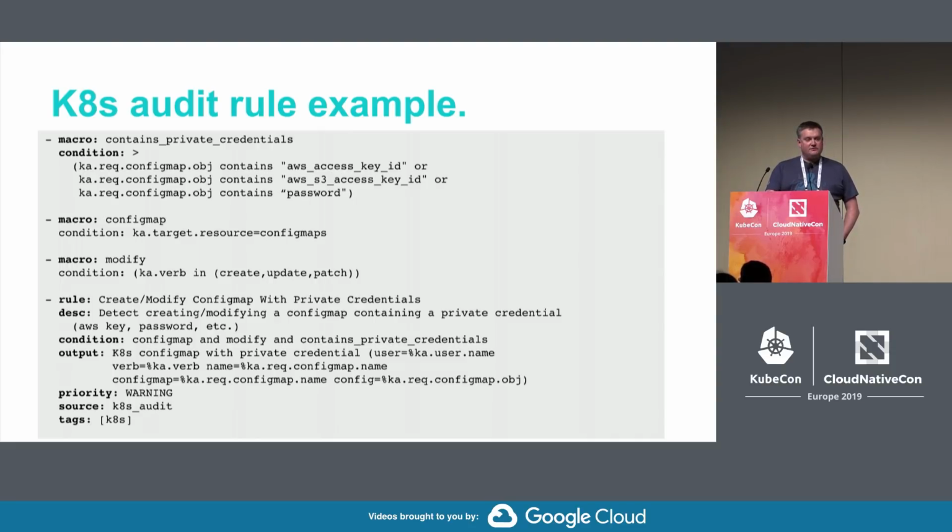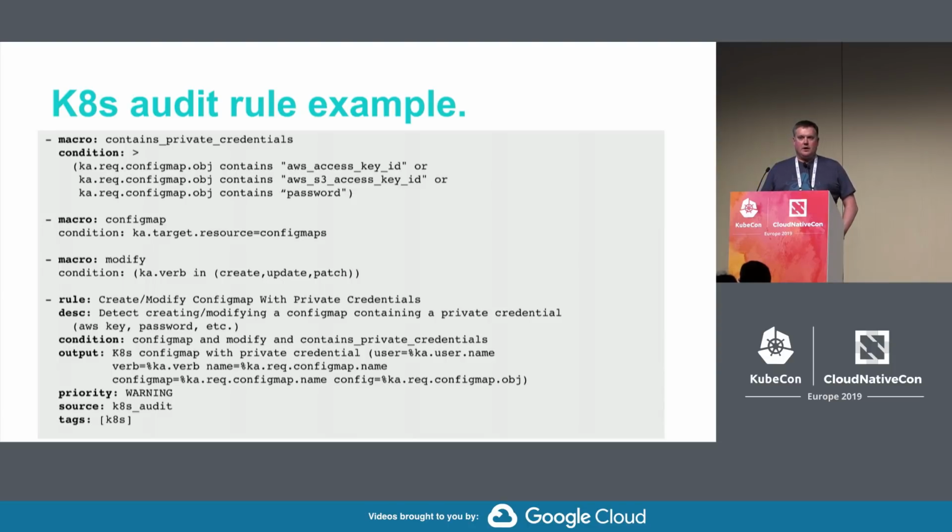And the condition field is basically a little filter snippet that we're using to match against the events. In this case, it's a logical expression combined with these field names, and it results in a true or false value. In this case, we're saying ka.rec.configmap.object, which is basically in the request, is there a config map object? And if so, give me that as a string. And we're just looking for AWS access key ID, or S3 access key ID, or password.